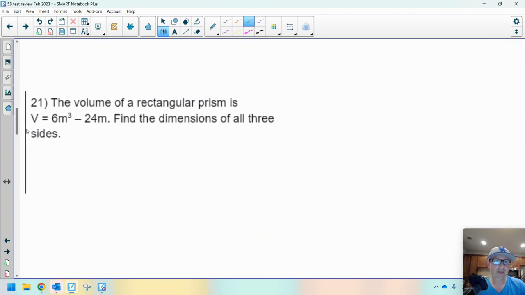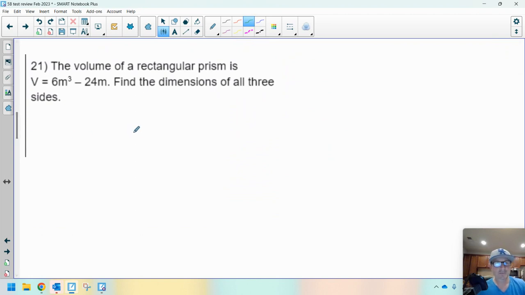This is too much fun. All right. 21. The volume. If you know what volume is, you realize that you're going to need three answers. So think in your head how to get volume. Volume is length times width times height. So when you see volume, bells and whistles should go off in your head, and you should say, I'm going to have a GCF here. No doubt going to have a GCF here.